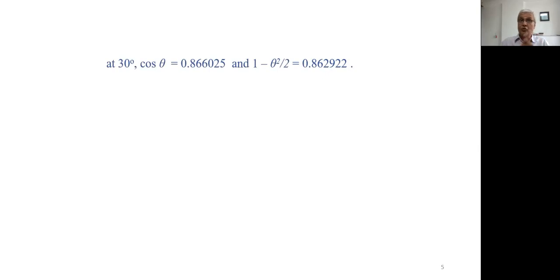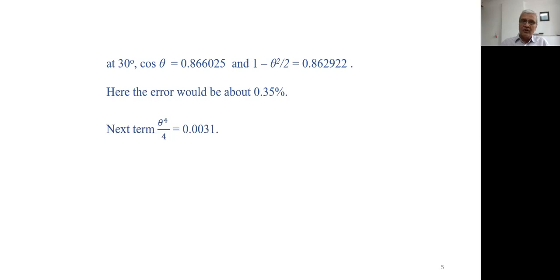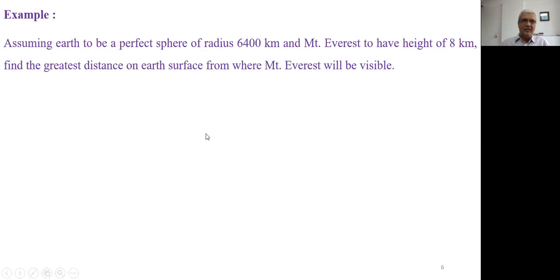At 30 degrees, if you look at cos theta, that's 0.866, whereas if you take 1 minus theta square by 2, that's 0.863. So definitely here the error is 0.35%. The next term is theta raised to 4 by 4 factorial, and that would be even smaller than 0.003. And you can check the same thing for 10 degrees.